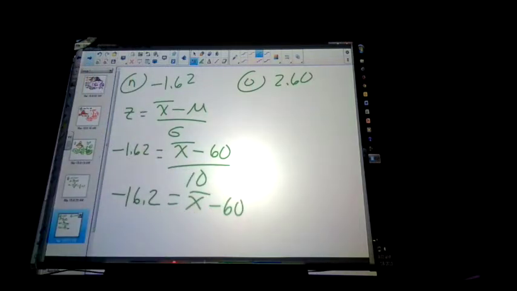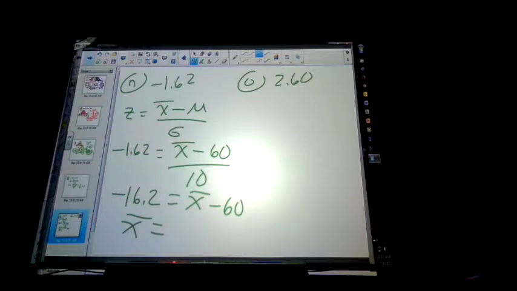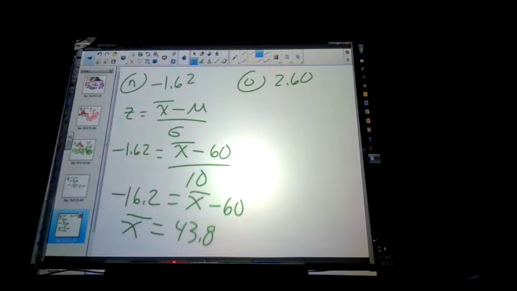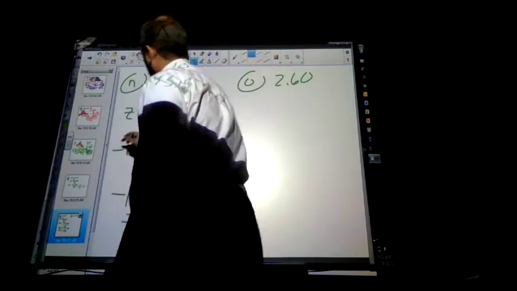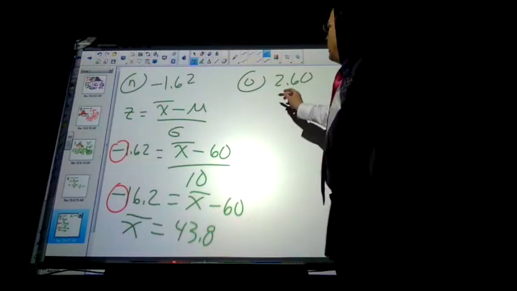And then I'm going to do what? Add 60. So x bar, 60 added to negative 16.2 is how much? 43.8. I like it. So that says 43.8 milliseconds is how long that airbag would take to inflate. Okay? So notice I kept this negative. Stays negative as we go through. Okay? Let's go to this next one.